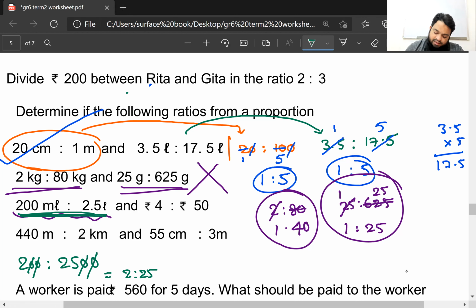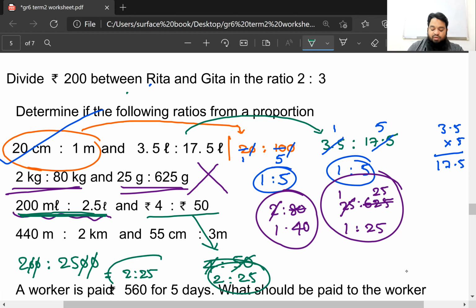Okay, let us see the next one. 4 rupees and 50 rupees. So both are in rupees. Let us find out. 4 is to 50. 2 2s are 4, 2 25s are 50. So this is 2 is to 25, 2 is to 25. Both are equal. So therefore, the third one is in proportion.